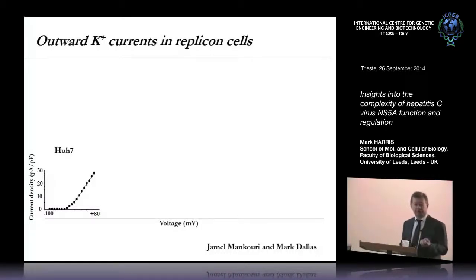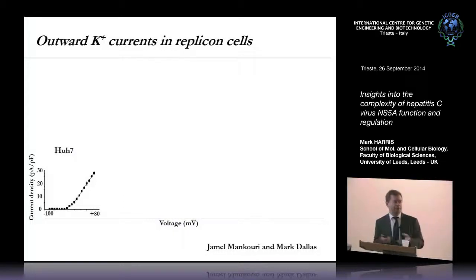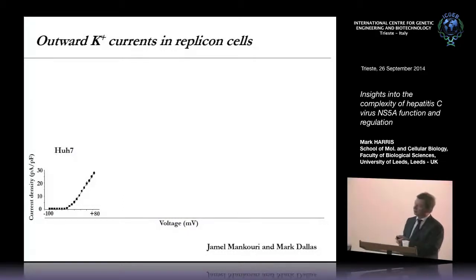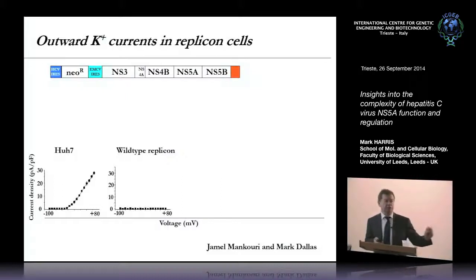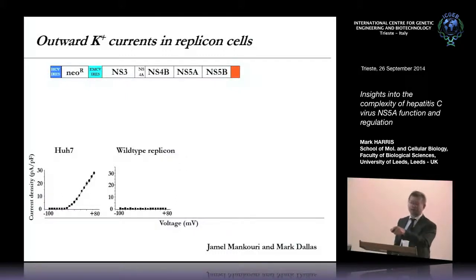And so what you see if you patch these cells, just to describe the sort of data we get, as you increase the voltage across the membrane, at a certain point in that voltage, you suddenly get a current across this membrane. And this is indicative of channels opening at a particular voltage, these voltage-gated potassium channels. So we saw nice channels in Huh7 cells. But then when he looked in replicon cells, so these cells which are stably harboring that wild-type replicon, which I introduced to you a few minutes ago, to his surprise and pleasure, he saw that there was no potassium signal in these wild-type replicon cells. So whatever this potassium channel was, it was completely blocked in the replicon cells.